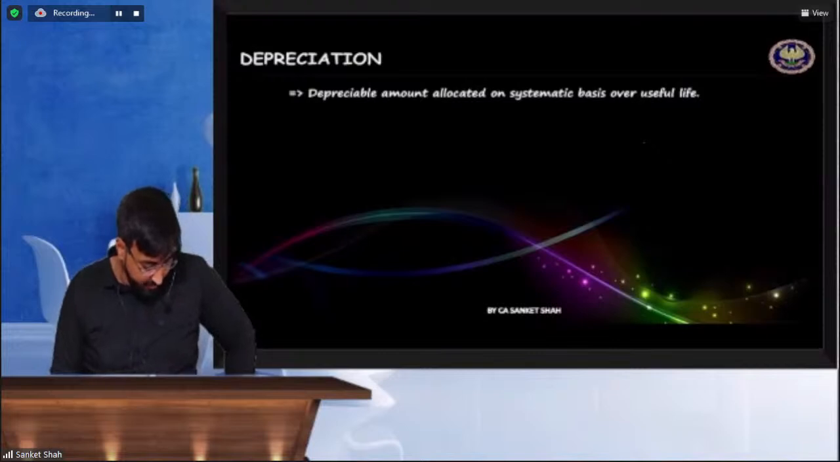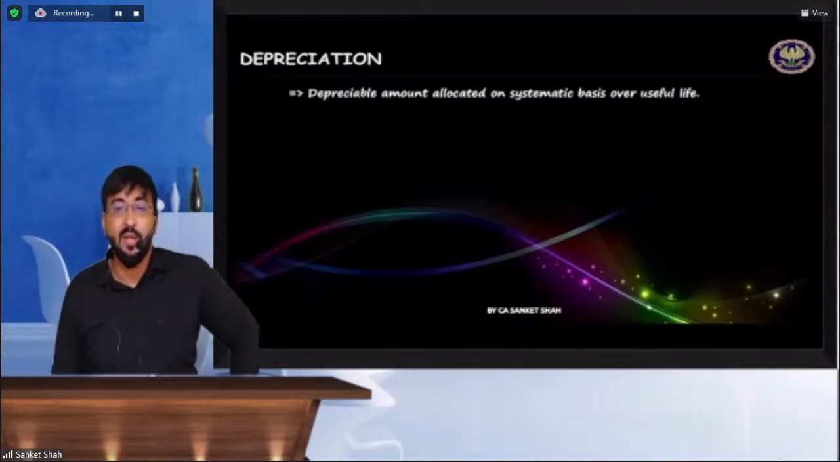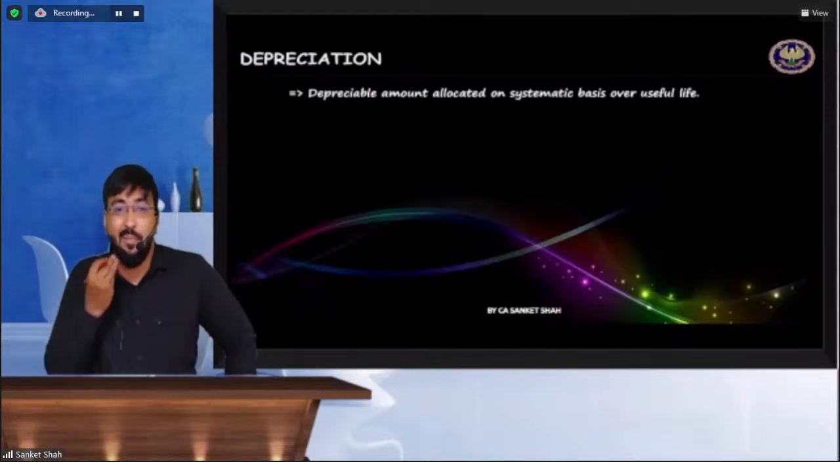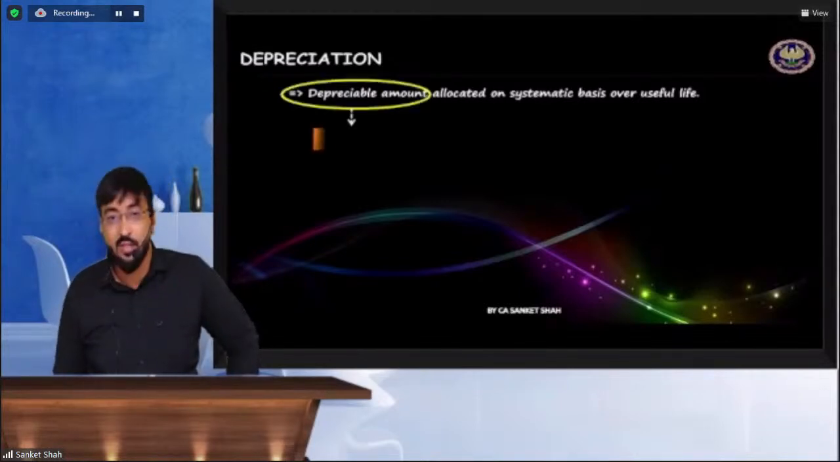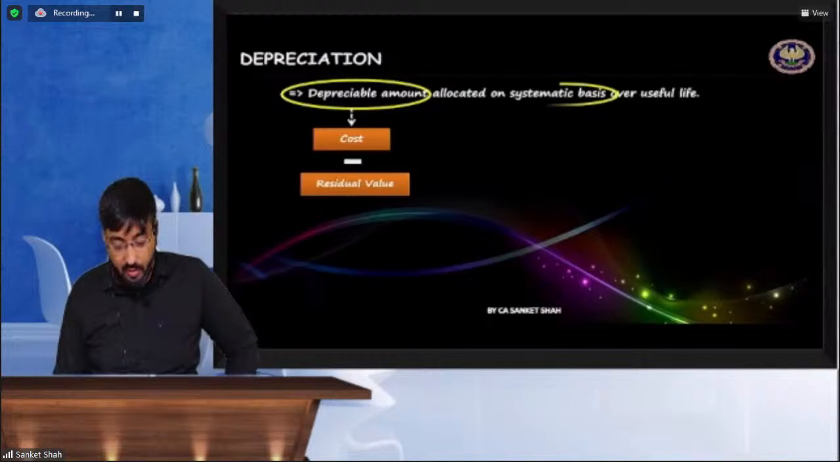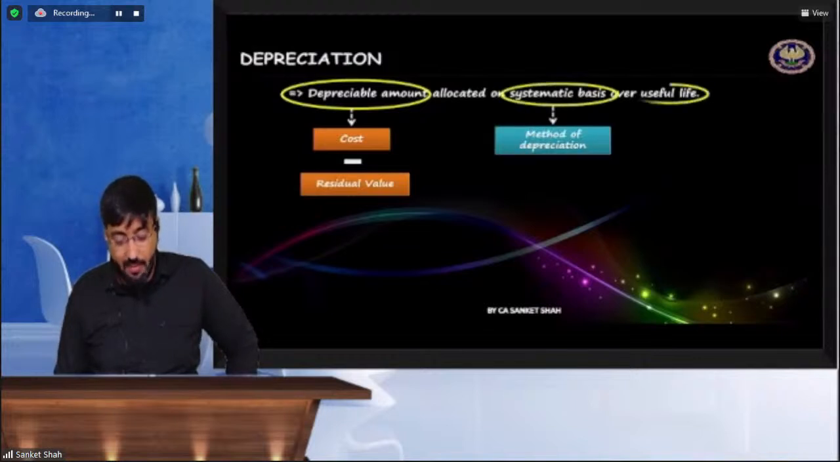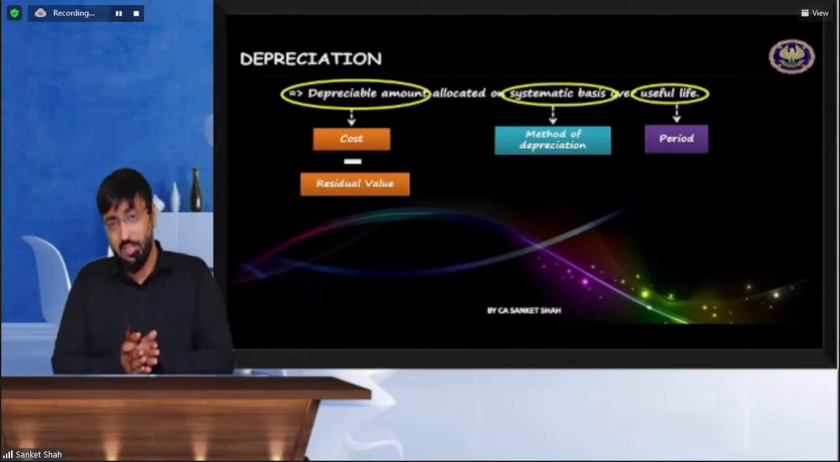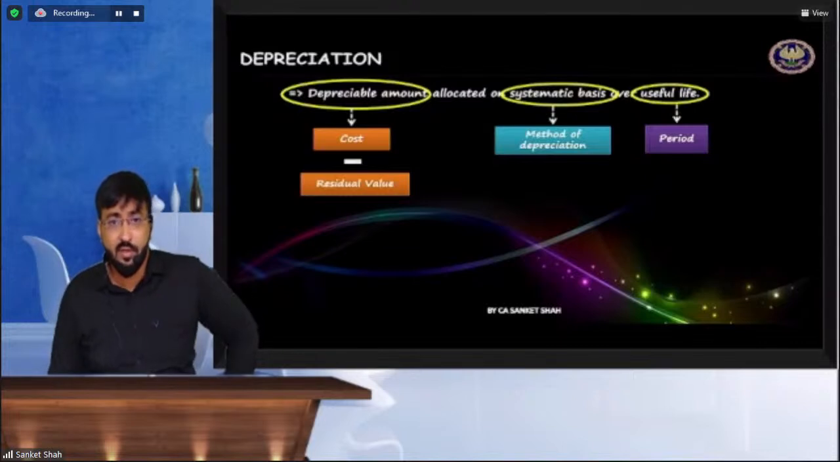So depreciation amount is nothing but a systematic allocation. Depreciation is something everyone knows, it's very simple. What is depreciation? It's always on cost minus residual value. And what is systematic basis? The method of depreciation. And what is useful life? It is a period. That is the depreciable amount, cost minus salvage value. Systematic basis is the method of depreciation, and useful life is a period.